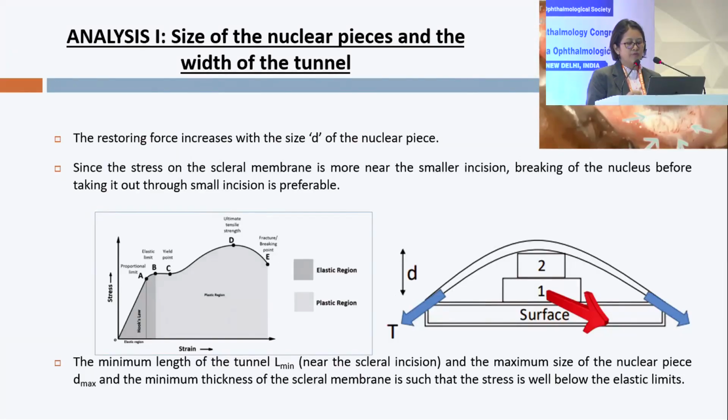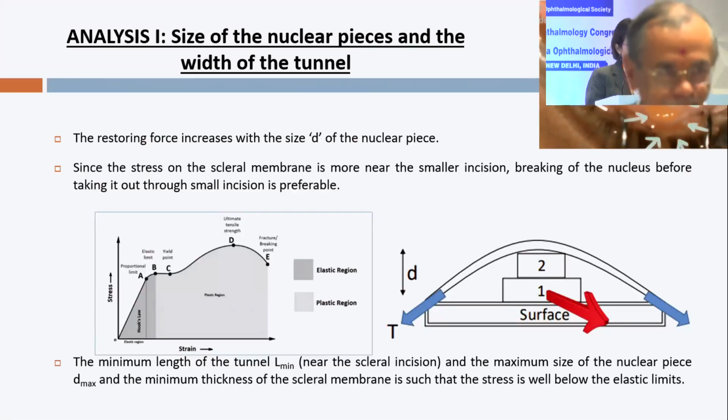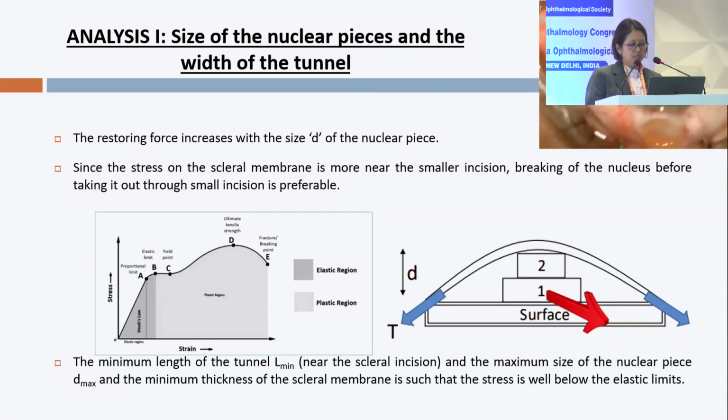Otherwise what will happen? In this GIF you can see that I have not created the back incisions before taking out the nucleus. So you have actually created a fish mouthing, and there is a purse string effect on the entire tunnel that will act at that point in the tunnel. So you are not having a 2 millimeter incision anymore. You are having more than a 2 millimeter incision, and that too with frayed ends. Therefore the minimum length of the tunnel, the maximum size of the nuclear piece and the minimum thickness of the scleral membrane are such that the stress is below the scleral limit.